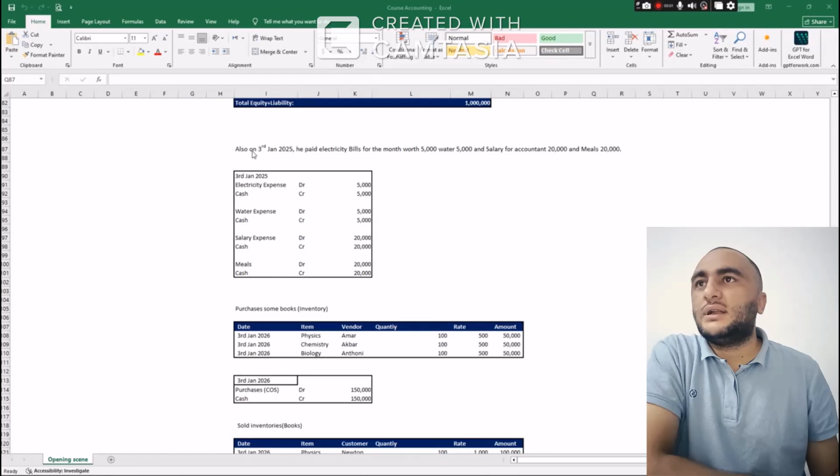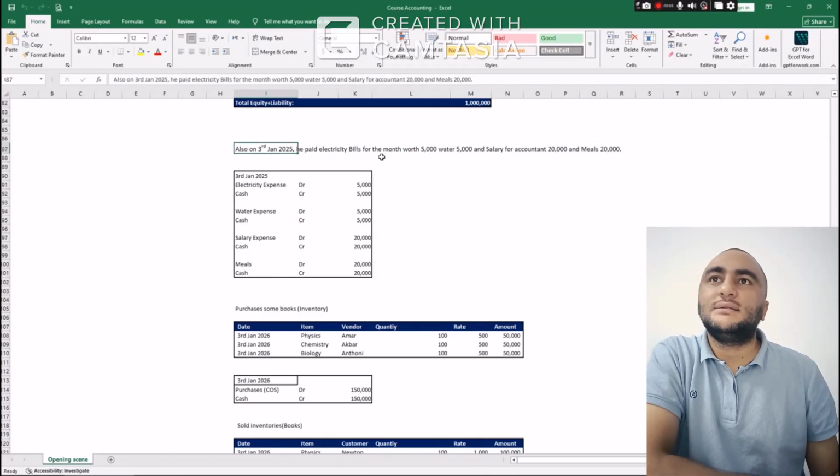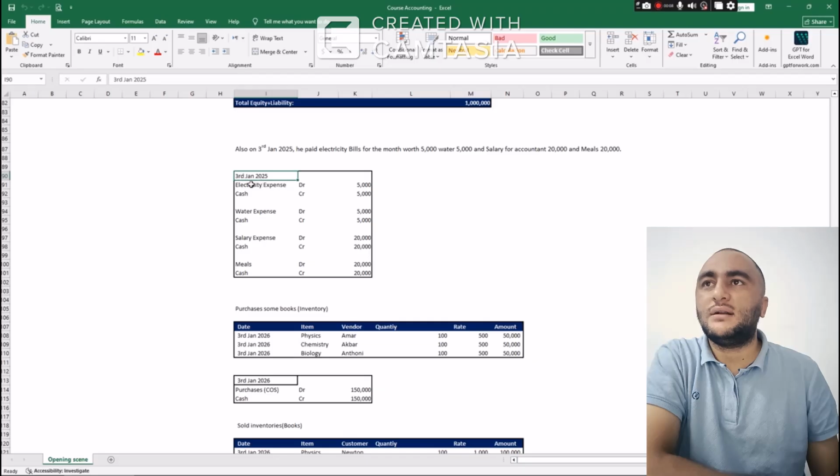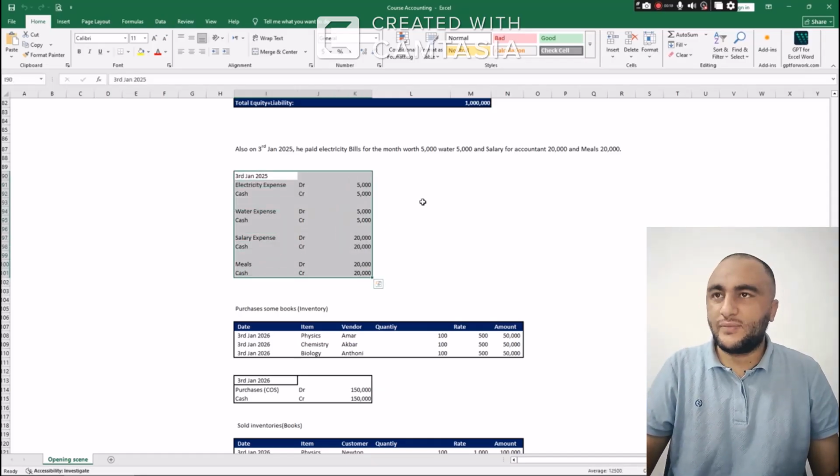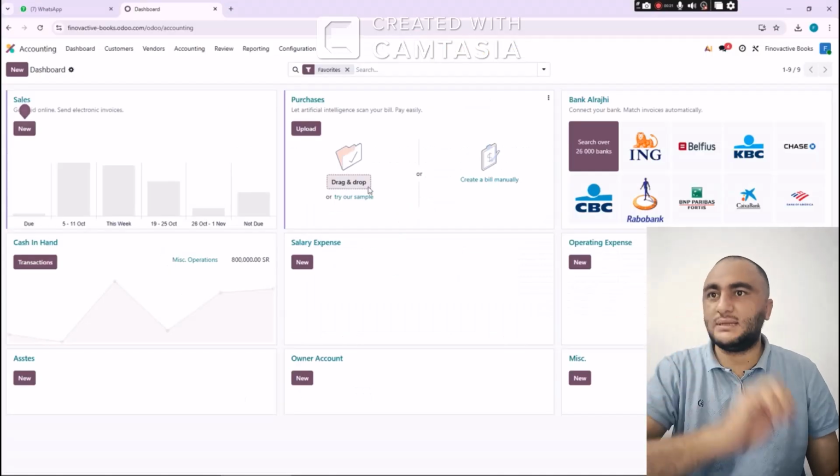Everyone, we should record our income statement things, utility bills. So to record this, on the very next day, 3rd Jan, we pay the electricity bill, water expenses, salary and meal. So we will post these entries into Odoo. Let's see how we post this in Odoo.